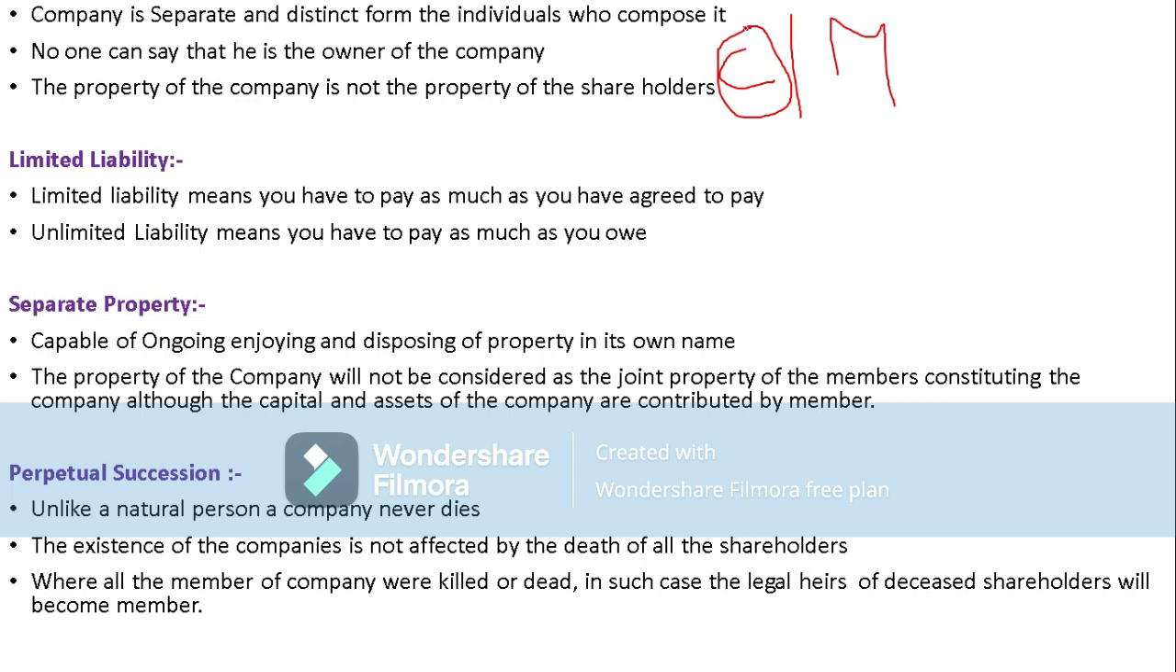For this, a famous case is also there, the Salomon versus Salomon case. Here Salomon was a person who carried on a prosperous business; he was a leather merchant and a boot manufacturer. Salomon formed a limited company with 7 members, all from his family. Salomon sold his business to the company, as he needed some amount, he sold his business to the company.